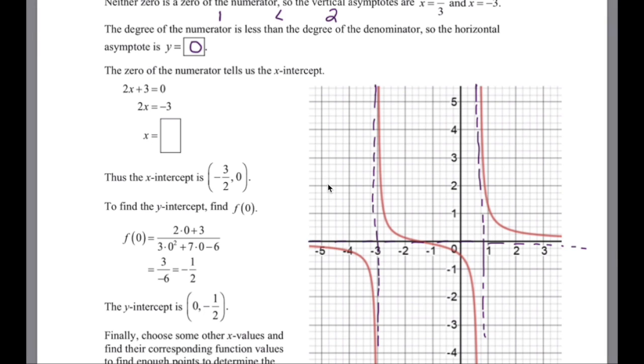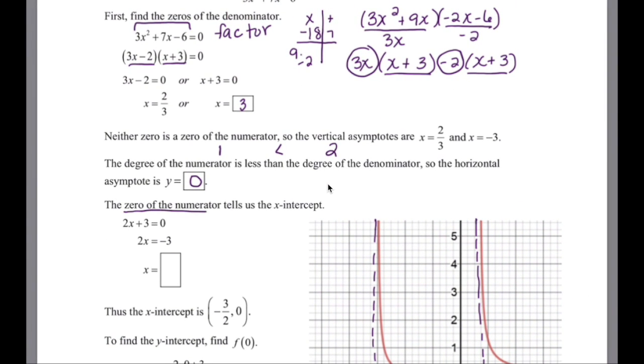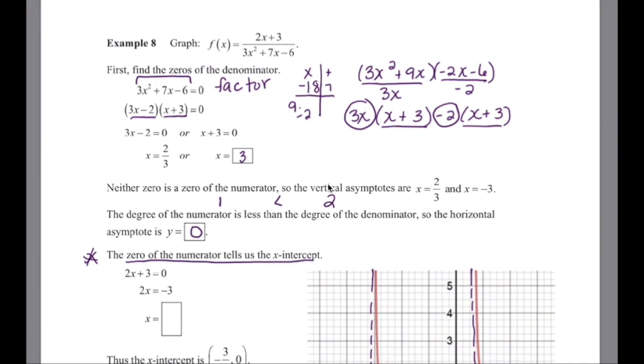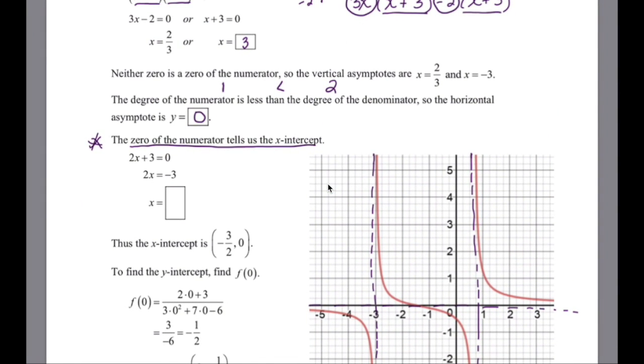The 0 of the numerator tells us the x-intercept. So any 0 of the numerator tells us the x-intercepts. When I take my numerator, 2x plus 3, set it equal to 0 and solve, we'll have negative 3/2. This tells us that x is equal to negative 3/2. So it tells us the x-intercept is right here.